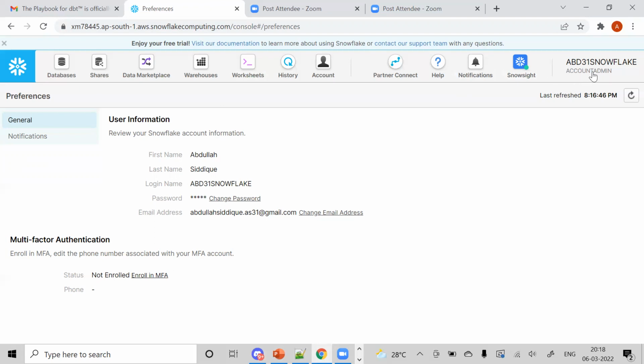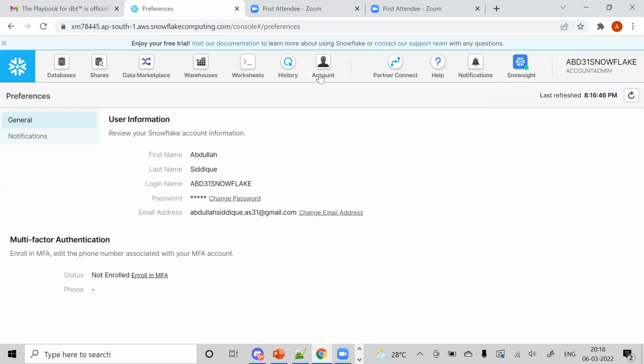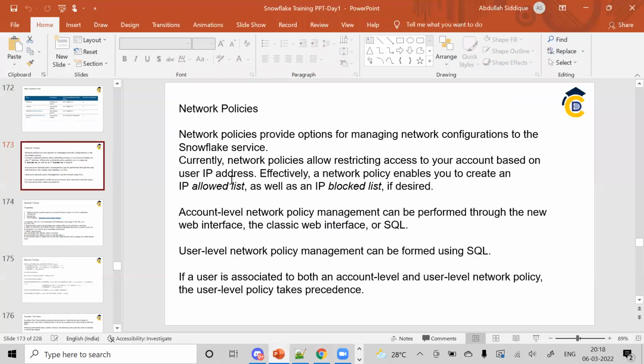So I just wanted to touch upon some security aspects. Coming back to the account level object, which is network policy: as the name suggests, it is going to govern or configure your network policy, based on which you can allow certain IP addresses through which you can access the URL, and you can also block certain IP addresses. This is a very small topic. We'll see a small demo and then we'll move on to the next topic. I'll just read this out to you.